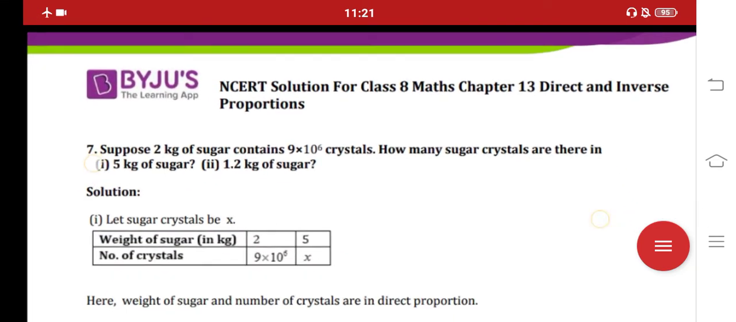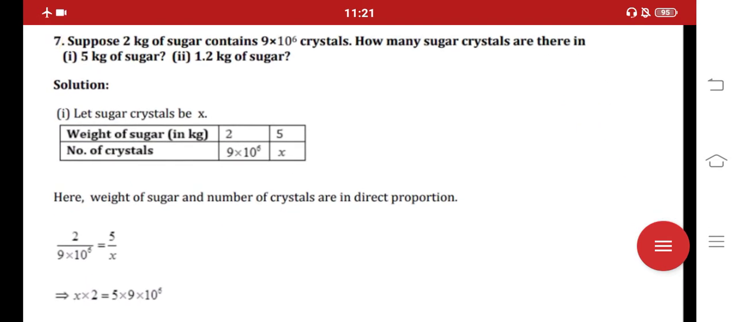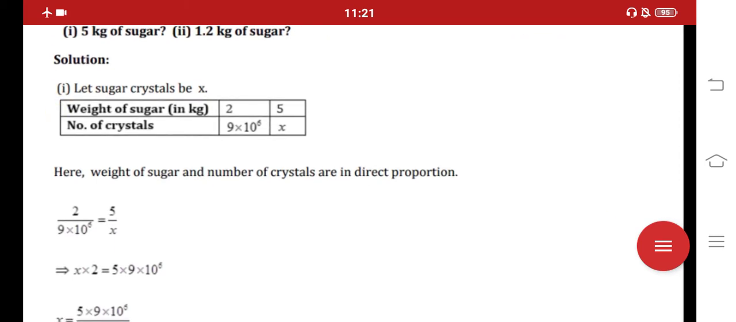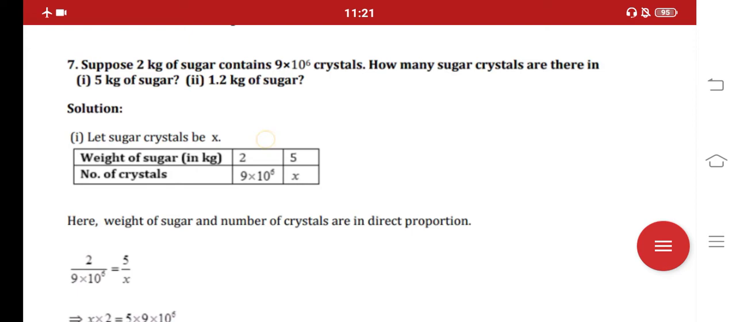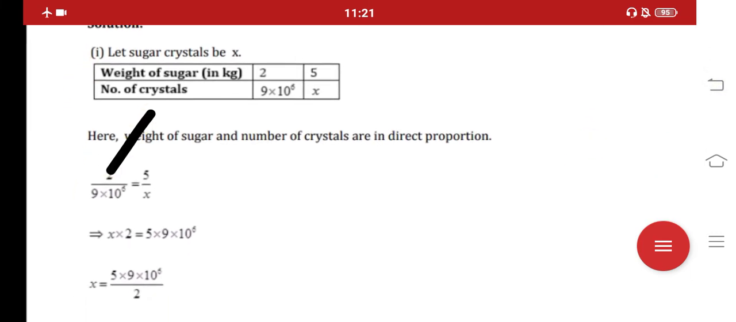Okay. Now see question number 7. Suppose 2 kg of sugar contains 9 into 10 to the power 6 crystals. How many sugar crystals are there in 5 kg of sugar, and in 1.2 kg of sugar? So see, 2 kg contains 9 into 10 to the power 6. So 5 kg will contain how many sugar crystals?